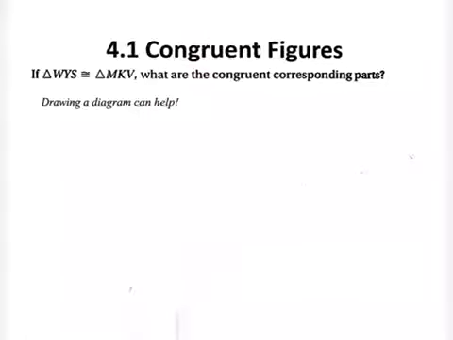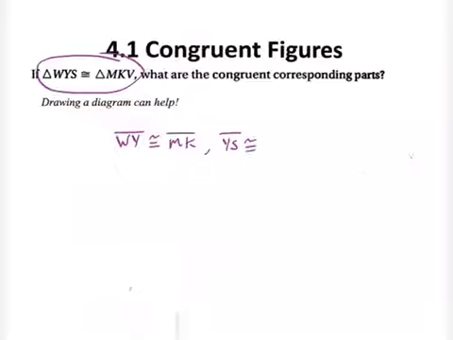If triangle WYS is congruent to MKV, what are the congruent corresponding parts? All right, so we can base this just off the name again. You could draw a diagram if you wanted to, but like I said before, the naming mechanics of the congruent statement are very, very helpful. So we know that WY is congruent to MK. We also know that YS is congruent to KV. And we know that WS is congruent to MV.